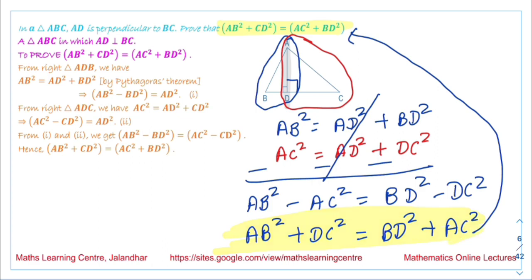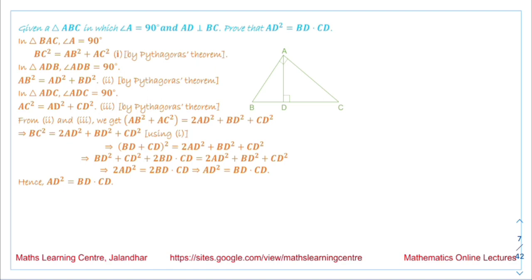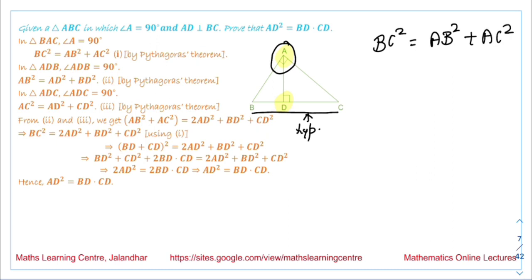Next is, given a triangle ABC in which angle A is 90 degrees, and AD is perpendicular on the side BC. We have to prove that AD square is equal to BD into CD. So in the triangle BAC, this larger triangle, this angle at A is 90 degrees, so BC is the hypotenuse. So we have BC square equal to AB square plus AC square.